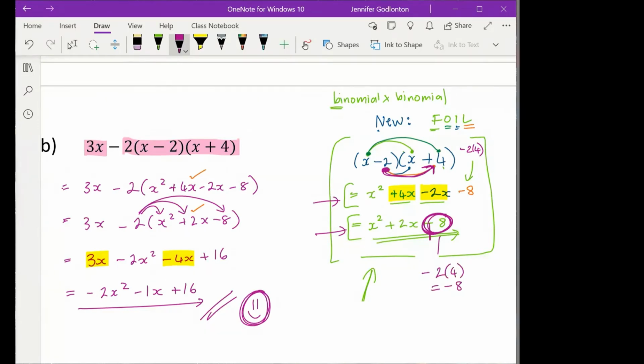Mzi, well done for getting it right. That's awesome. It just takes practice.